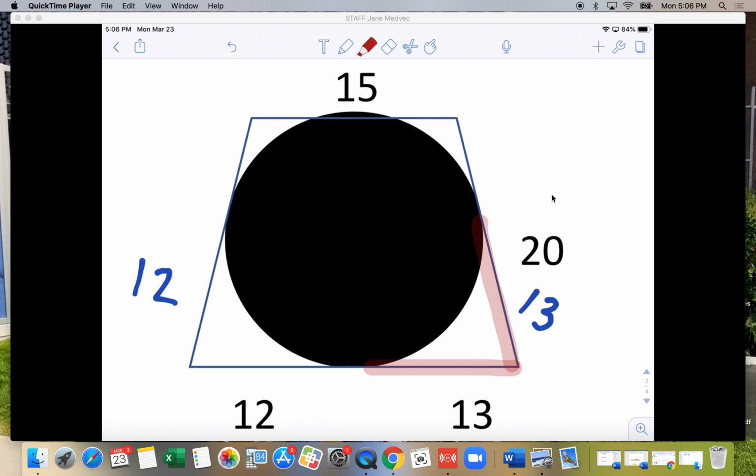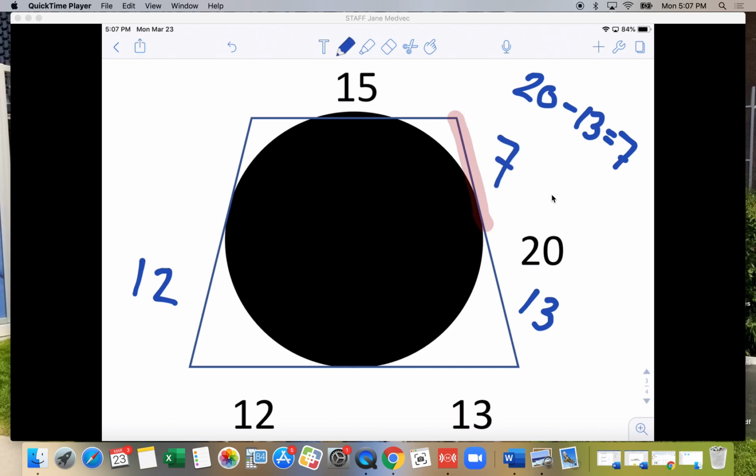I need to find the distance here, and to find that distance, I'm going to take 20 minus 13, and that gives me 7. So the distance from here to here is 7. The distance from here to here is 7. And we're going to just keep going around. I want to find this distance from here to here. Well, if I take 15 and I minus 7, I get 8. And so this is 8. And because I know that's 8, I know this piece right here is also 8.